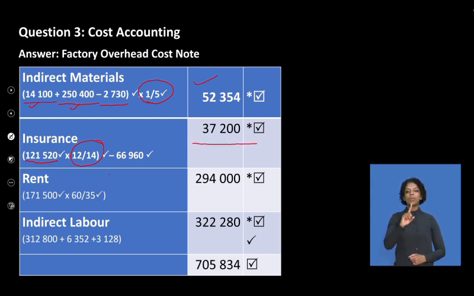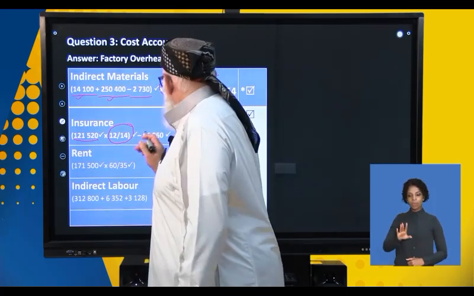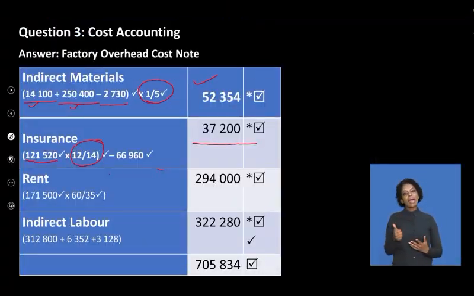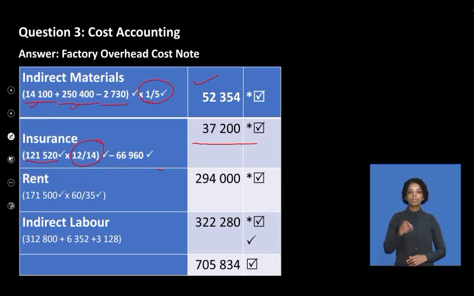So what am I doing? I'm removing the insurance of the other 2 sections of my factory because I need the insurance only for the factory. So that was for the other 2 components, the other 2 departments of the factory. I remove that to be left with the 37,200, which is allocated to the factory.